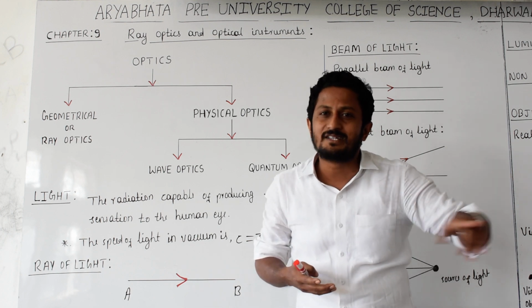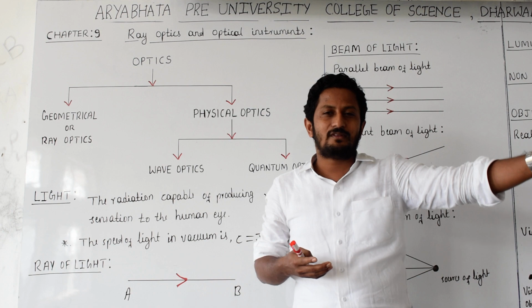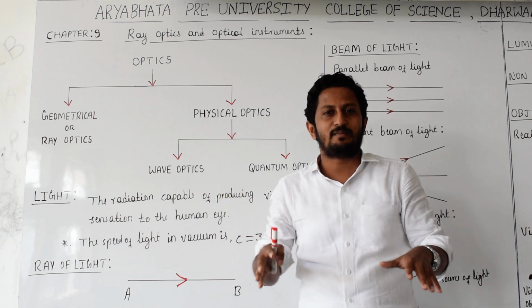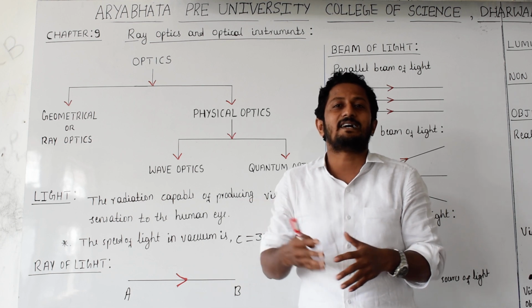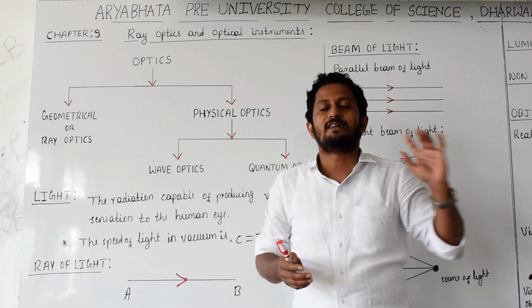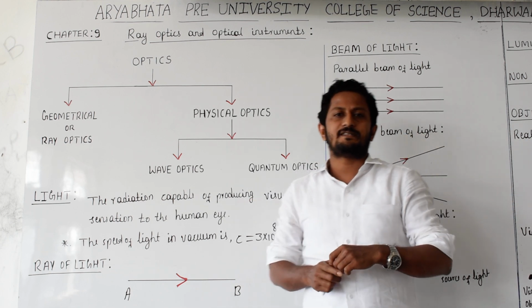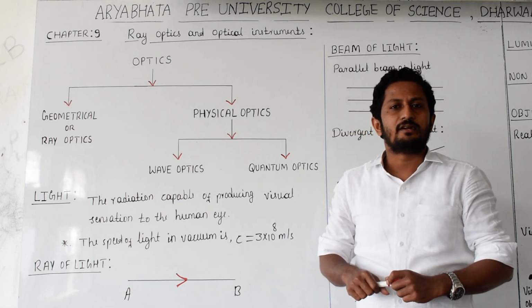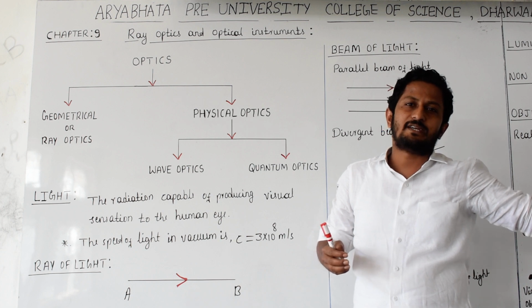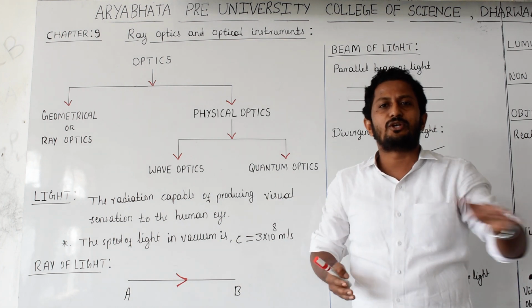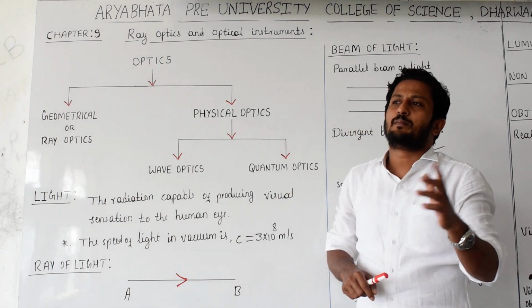Motion along a straight line. See, by this observation, here we treated light as a ray. Light is a form of energy which is going to transfer from one place to another place. While moving, it is going to occupy a straight line path.